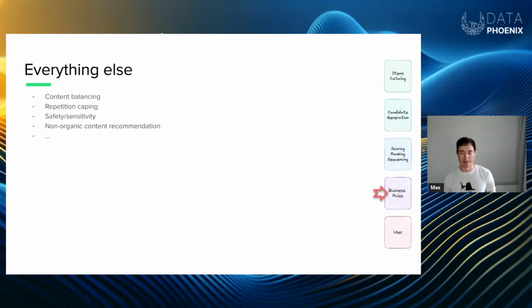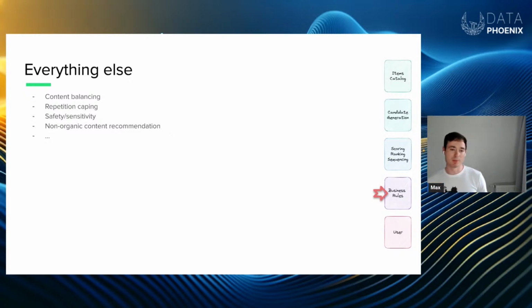And then we have business rules, where I usually group everything else that did not fit into the 2 previous stages. Here we can think about implementing some rules or heuristics to ensure specific outcomes that might be required by your product team or by the business, such as content balancing. So if you're building a platform with multiple types of content, you might need to make sure that every type of content shows up no less than 30% of the time or something.